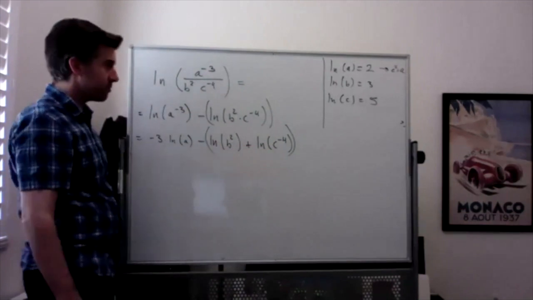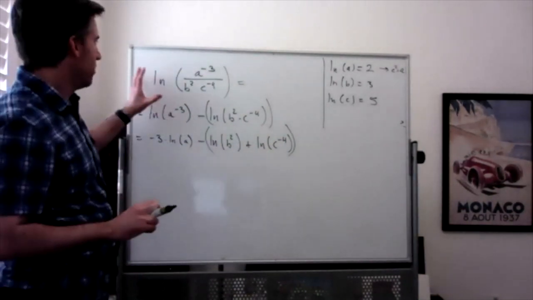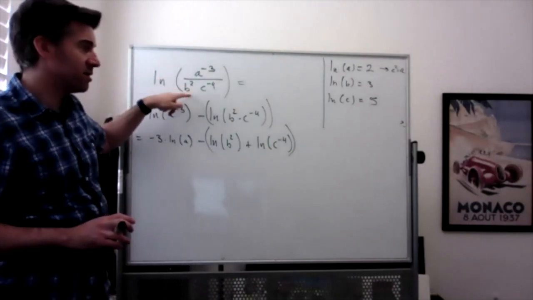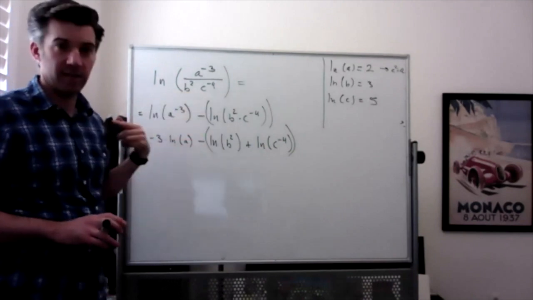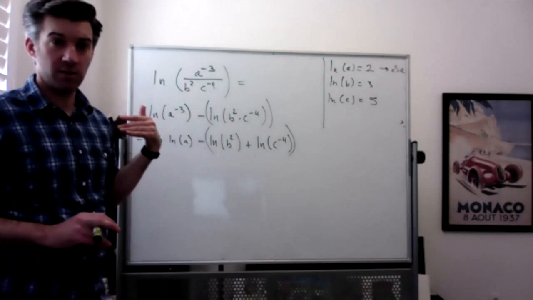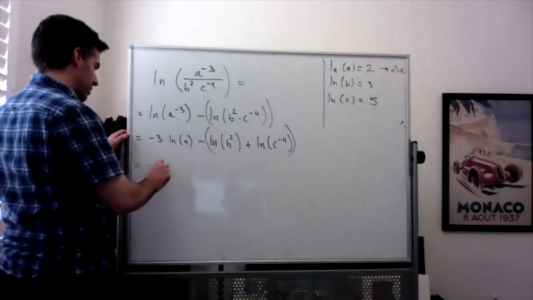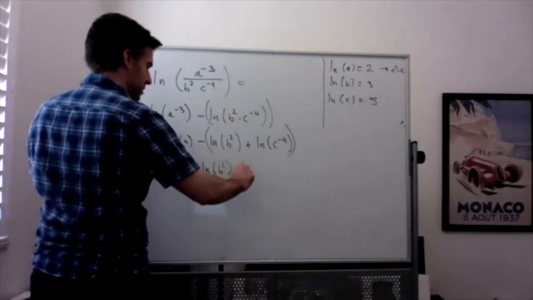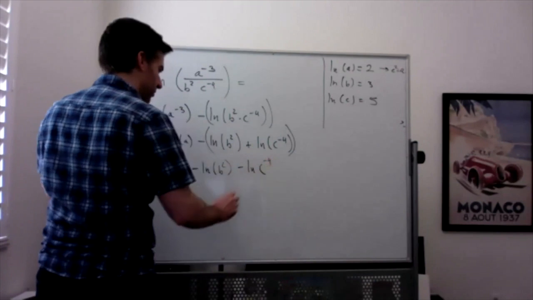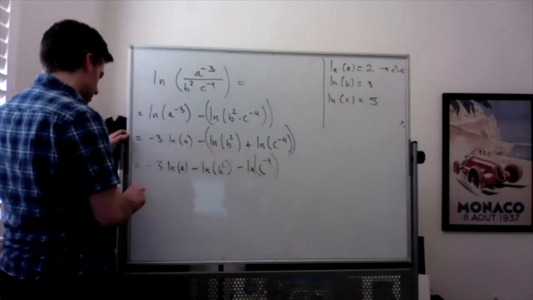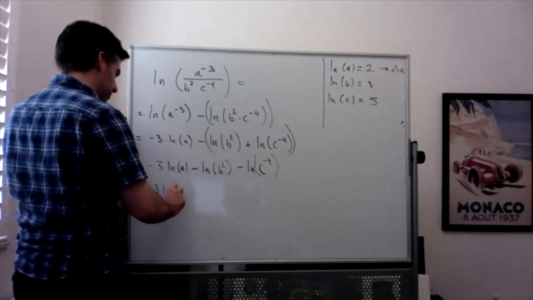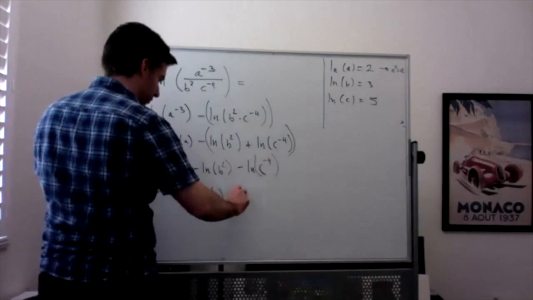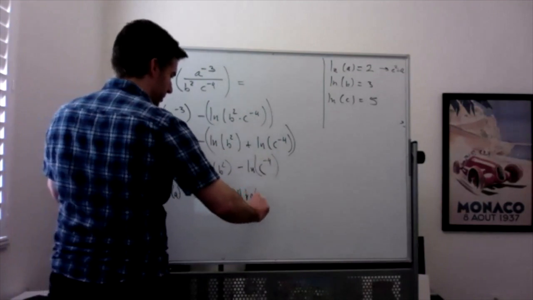The thing I always remind myself when I'm breaking up a logarithm of a complicated fraction is that all the things in the denominator should end up with negative signs in front of their logs, at least before we bring down the powers. So I have negative 3 natural log of a minus natural log of b squared minus natural log of c to the negative fourth. And then I can bring down those powers. So I get negative 3 natural log of a minus 2 natural log of b minus minus 4, so plus 4 natural log of c.